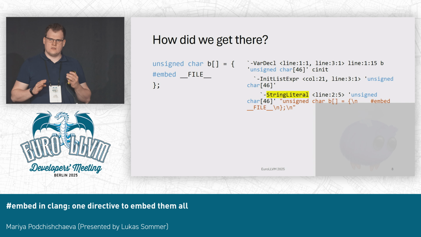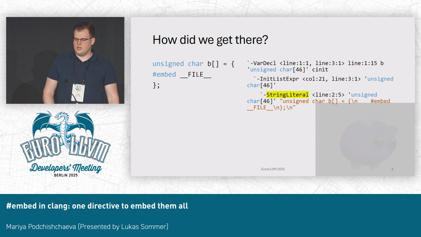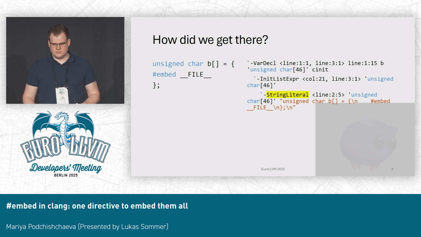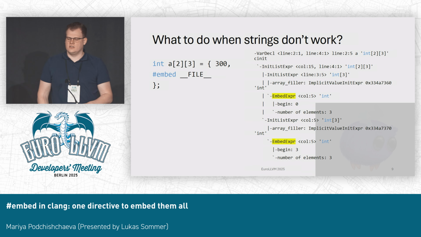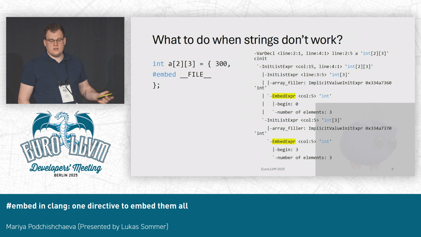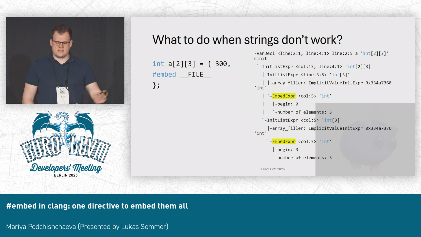In the simple case that we have an unsigned char array here, and we have an embed, we just get a single string literal in the AST, and that's basically how this is implemented. But using a string literal for that isn't always possible, especially in the case that we have an array which is not unsigned char, where we can't use the string literal. So what the implementation then does is use this embed expression, which is an additional AST node in Clang, to express that we're embedding some data with the embed directive here.